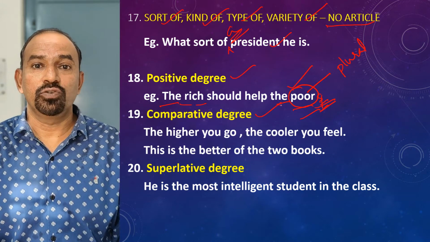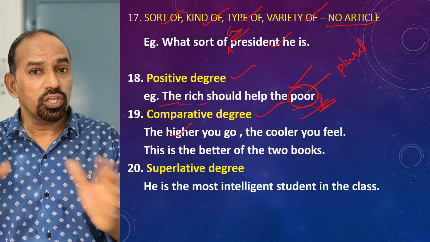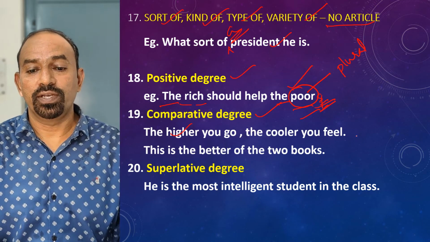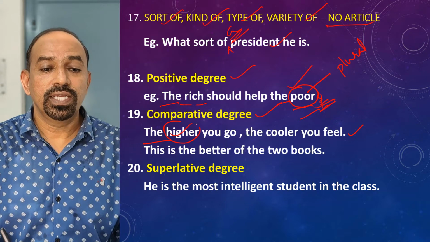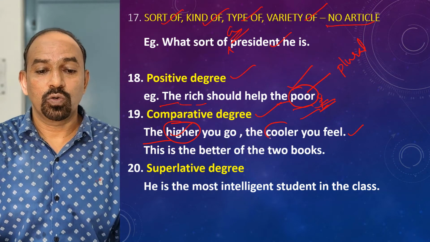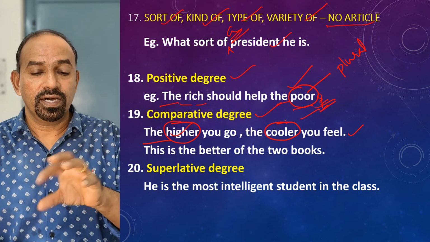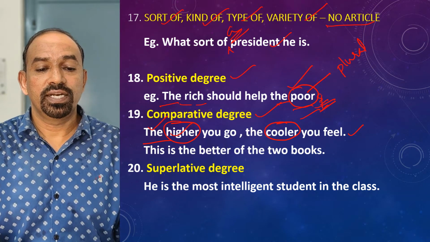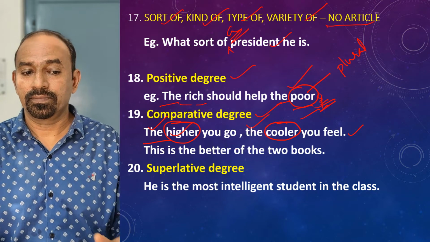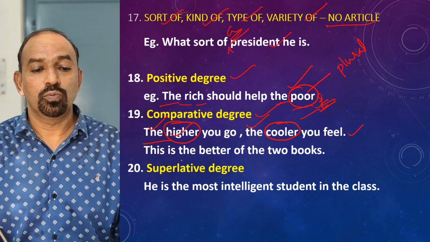Then with the comparative degree, look at this sentence. The higher you go, the cooler you feel. So here the comparative degree words higher and cooler, when they are used in different clauses, we can use the definite article the. This is the better of the two books.